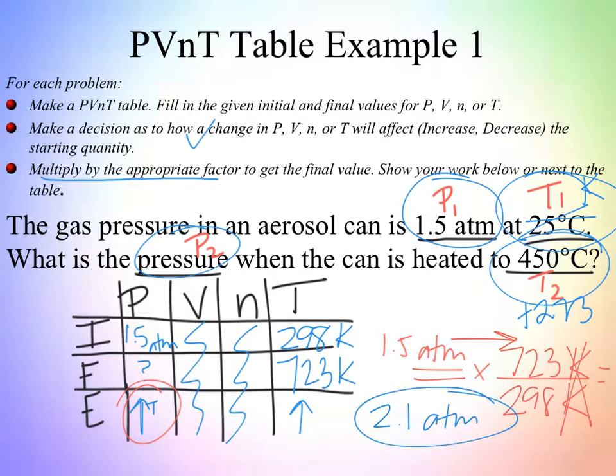Now check your answer, right? So our answer is greater than our initial. Does that make sense? Yeah, that makes sense because our pressure should have increased because temperature increased, and it did. So that is an example using a PVnT table. Really, you're just taking your given and multiplying by a fraction to solve for your unknown.